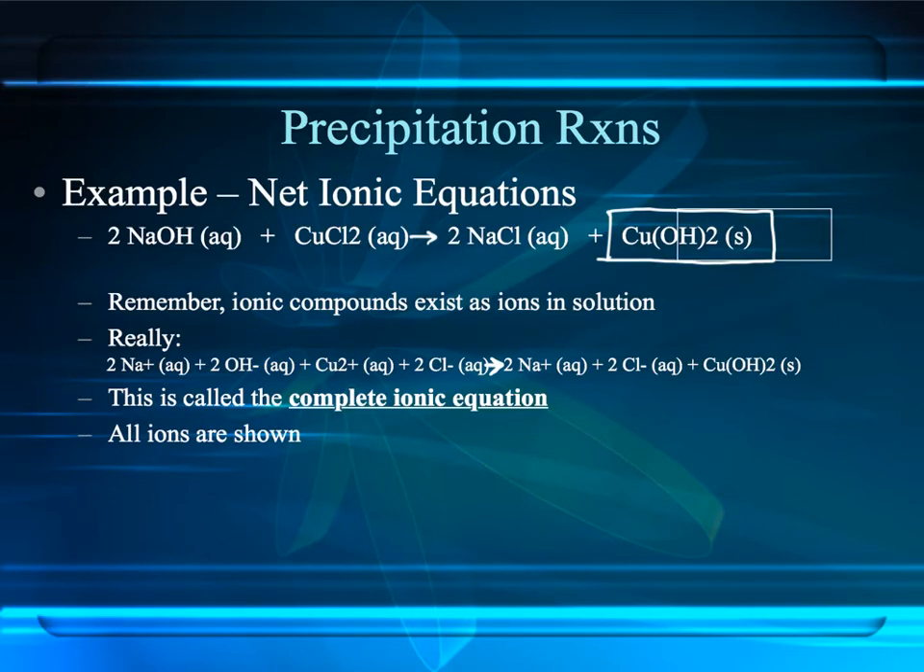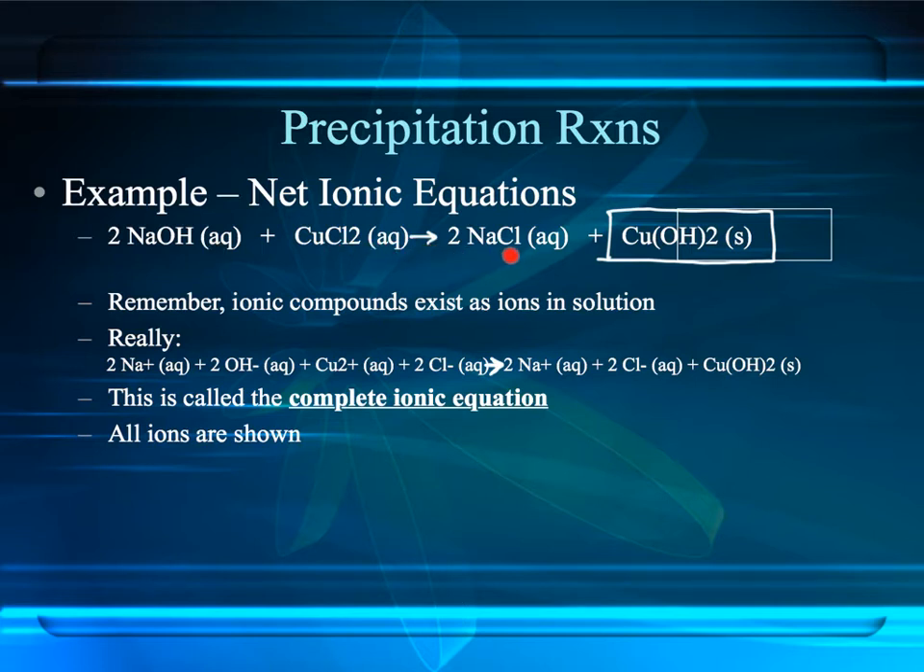Okay, so what we like to do in chemistry is to simplify things if possible. So we have something called a net ionic equation. This is the example we'll work with here for a minute: sodium hydroxide plus copper 2 chloride, CuCl2. These are both aqueous in solution.